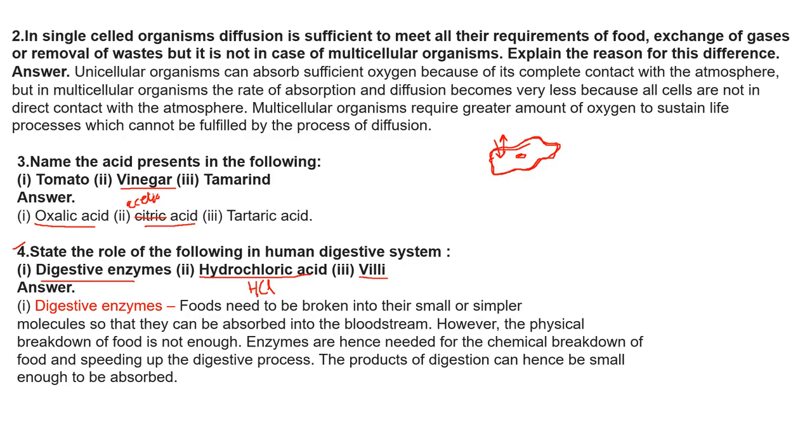So food is first broken down into smaller, simpler molecules so that it can be absorbed into the bloodstream, and ultimately absorbed by the cells. However, the physical breakdown of food is not enough. What do we mean by physical breakdown? Physical breakdown means when you chew food in your mouth and when it is churned in the stomach, that much is not enough. Enzymes are hence needed for the chemical breakdown of food and for speeding up the digestive process, so that the products of digestion are small enough to be absorbed.